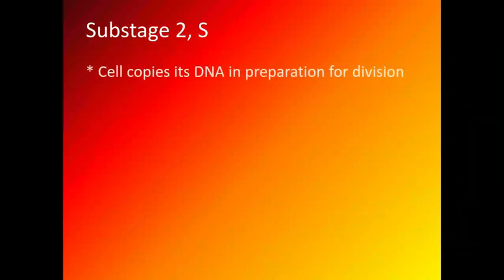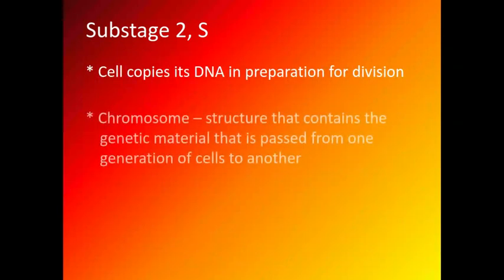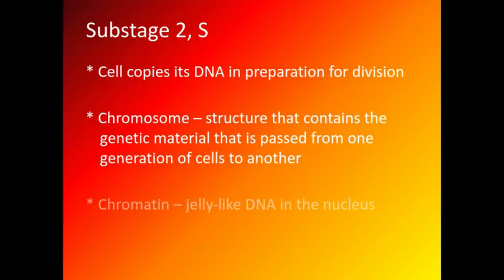The next substage of interphase is the S phase. This is where the cell copies its DNA. And then what's called a chromosome, this is where your genetic material is and where it's passed on from one generation of cells to another. And chromatin, another term, is the actual jelly-like DNA that's in the nucleus. So that's called chromatin.